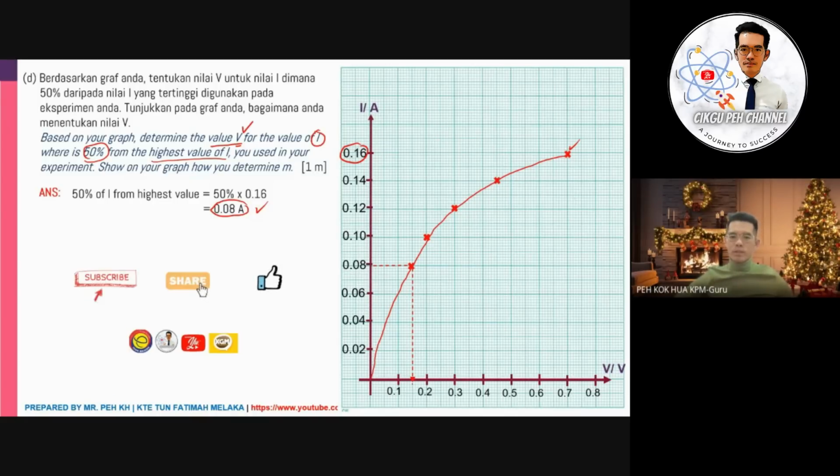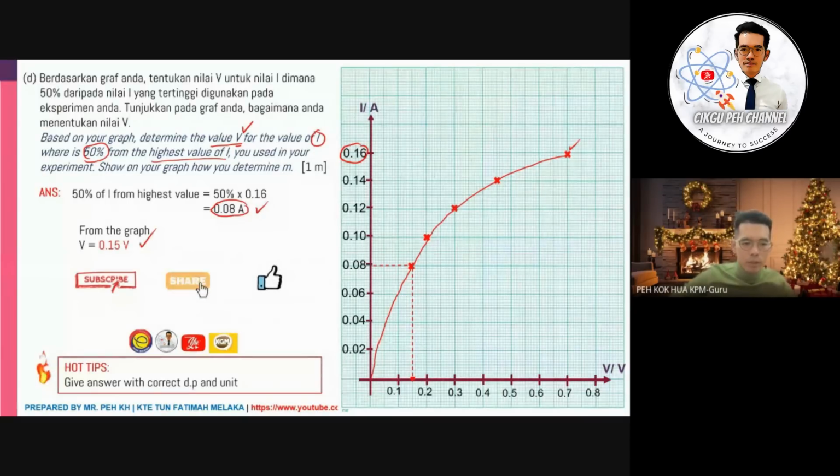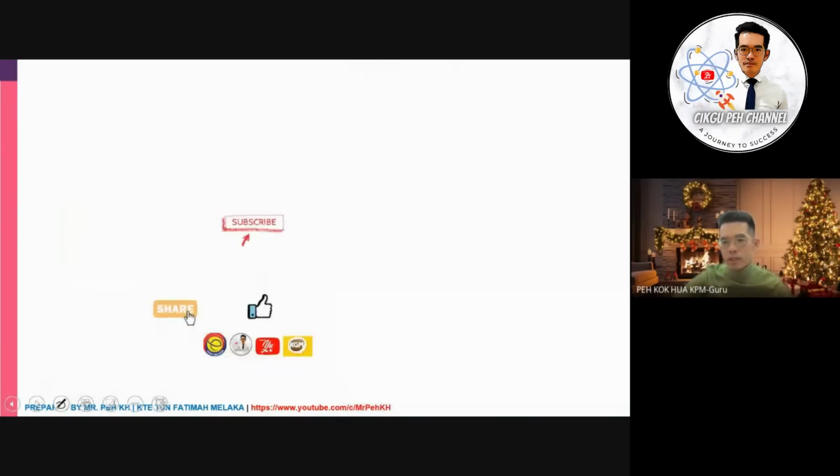So the answer here will be 0.15, and you will get the first mark. As I mentioned, you need to give the correct decimal place, and second is the unit. So here it will be 2 decimal places, and the unit is volt.